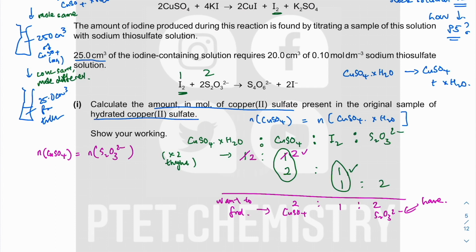Okay, so you just want the mole, so that's your first step, that's your second step. So how much thiosulfate is required? 20.0 times 10 to the minus 3 times 0.10. Convert the volume to dm cube, multiply by concentration in mole per dm cube. You are going to get 2.00 times 10 to the minus 3 mole. Your calculator will show you as 2 times 10 to the minus 3.